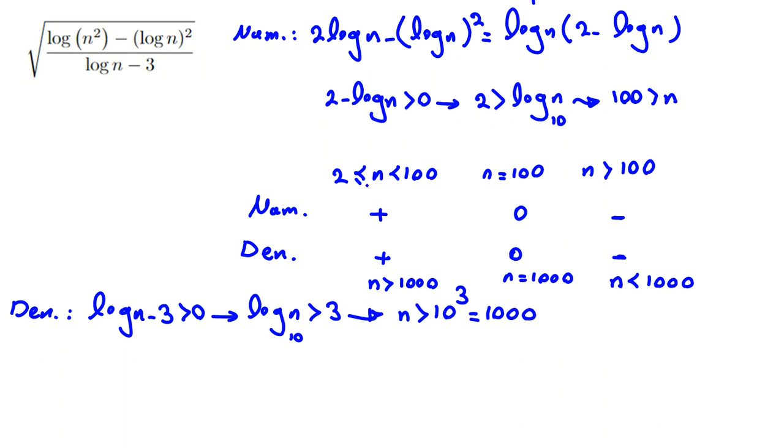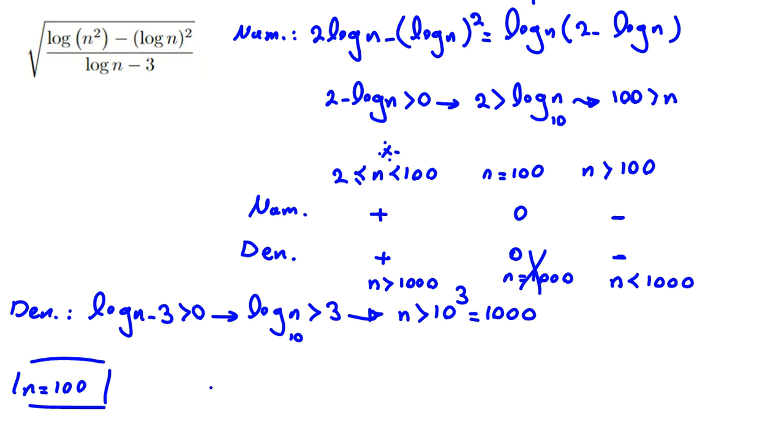Okay, now let's check n from 2 to 100. Because the inside of the square root should be at least 0, n equals 1000 is bad, because the denominator will be 0. And n equals 100 is good, because the inside of the square root will be 0. For n positive less than 100, at least 2, the denominator is negative and the numerator is positive, so that is not allowed. And n greater than 1000 is not possible for the positive case, because a number greater than 1000 cannot be between 2 and 100. For this one, n is greater than 100 and less than 1000.